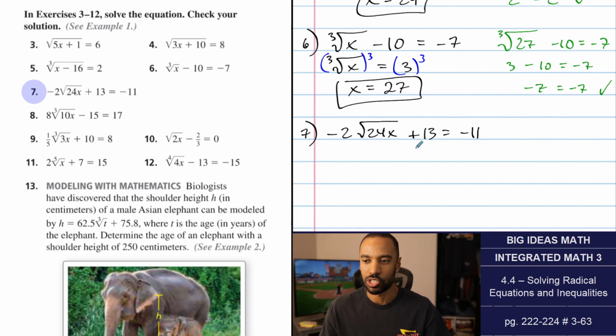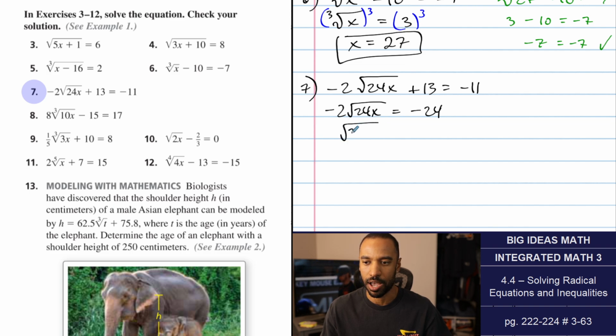We want to isolate this. So I'm going to subtract 13 from both sides to begin with. And we get negative 24. Then I divide both sides by negative 2, right? Which will turn things positive. Square root of 24x equals positive 12.